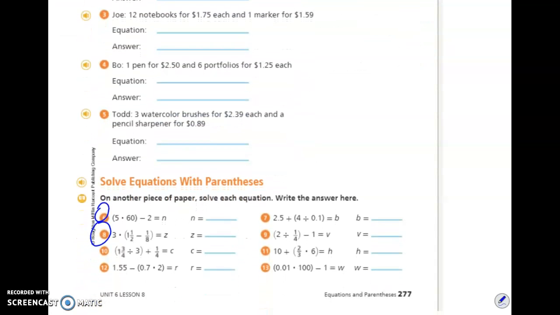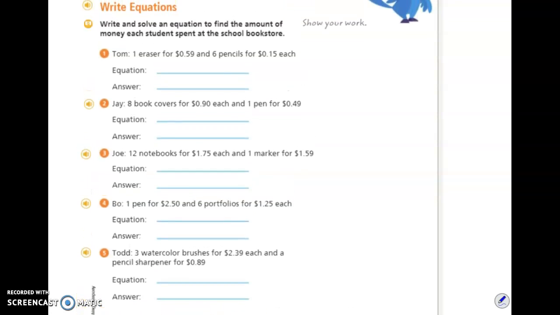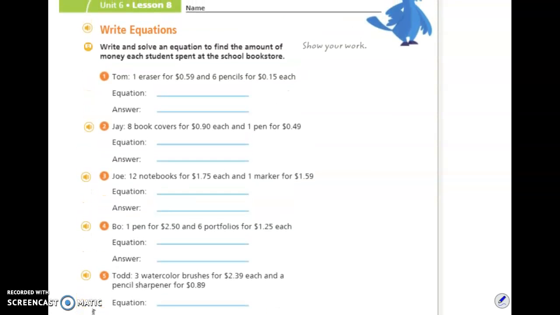I'm going to have you open up to page 277, and if your teacher lets you, you can use a calculator for this page. So students are buying things at the school's bookstore, and we have to figure out how much they spent. So we're going to do 2 things in each of these. We're going to come up with an equation, and then we're going to put our answer on the second line. And we're going to use parentheses so that whoever is solving this problem after us knows what to do first.